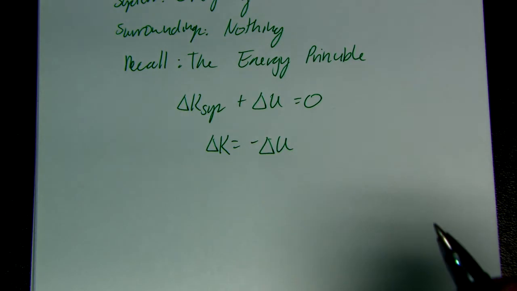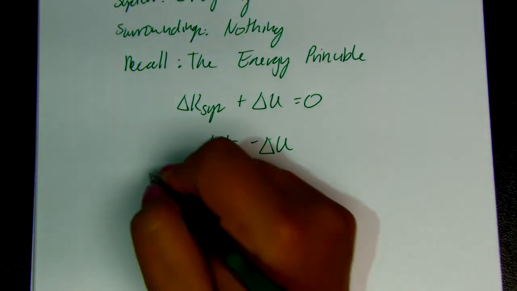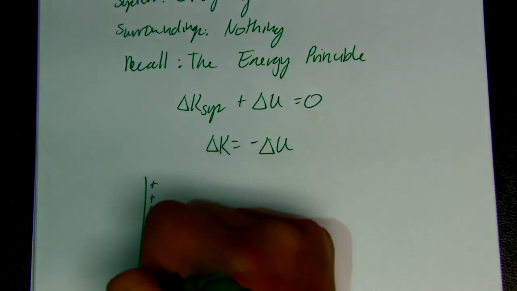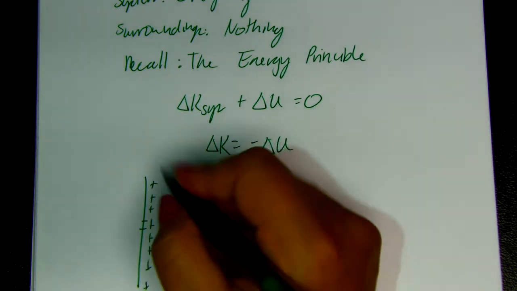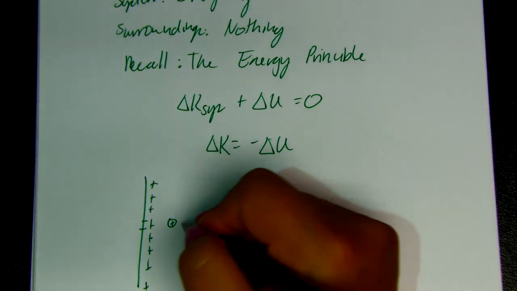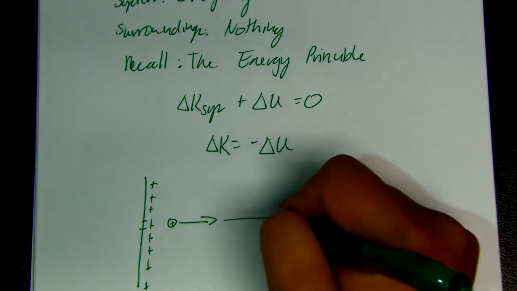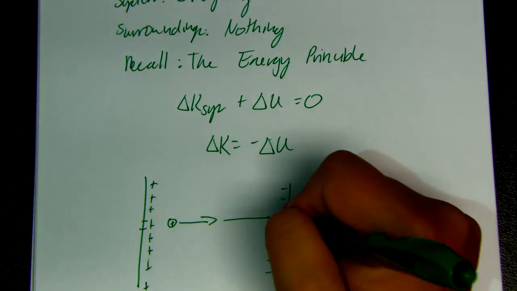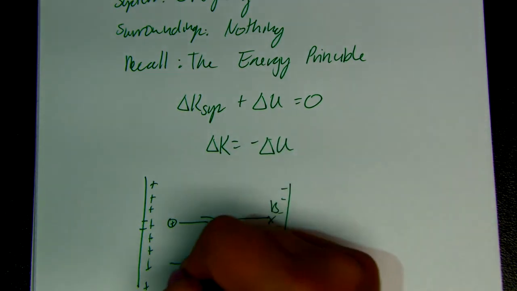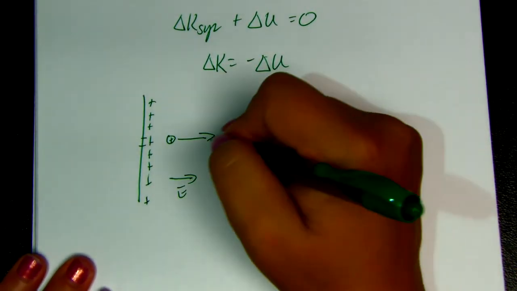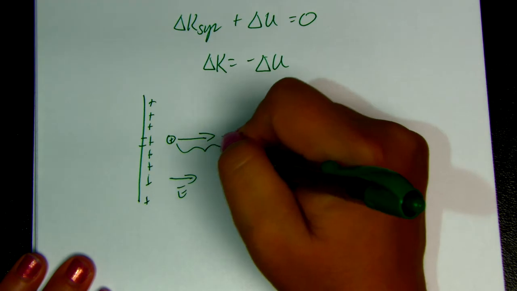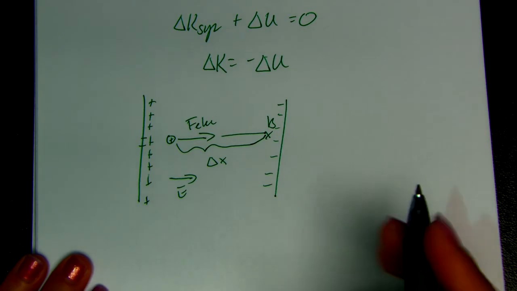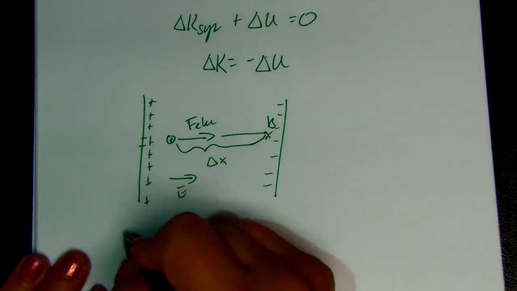All right, so we're going to analyze a particular system using the energy principle. So we're going to have a capacitor. And we've got a positive charge. And it enters in through a little hole, and it goes from position A to position B. We know our field is going in the direction of the negative plate, and it will travel some delta X. Got the electric force here. And we're going to look at it from an energy principle perspective.